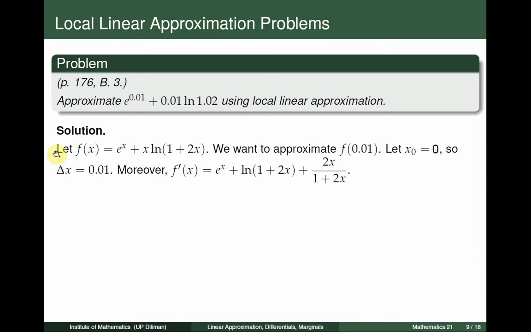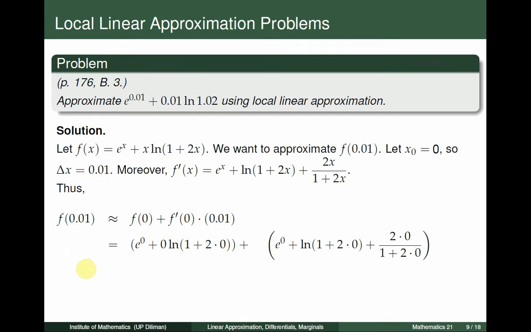We can apply the local linear approximation to get f of 0.01 is equal to f of 0 plus f prime 0 times 0.01, which is equal to e raised to 0 plus 0 times ln of 1 plus 2 times 0 plus f prime 0, which is e raised to 0 plus ln of 1 plus 2 times 0 plus 2 times 0 over 1 plus 2 times 0 times 0.01. And let's evaluate that. That's 1 plus 1 times 0.01, which is 1.01. So let's take a moment to take in the solution.